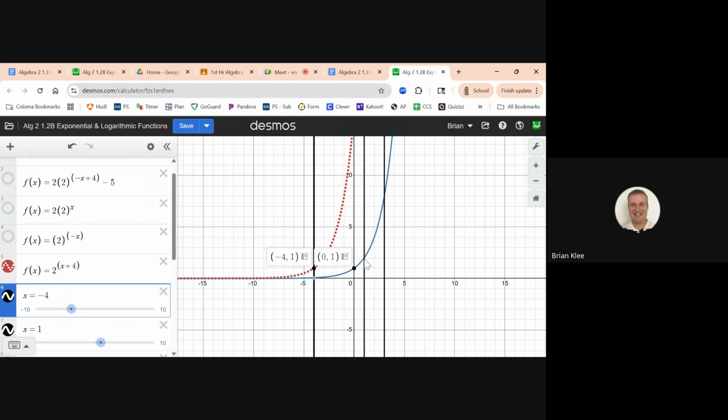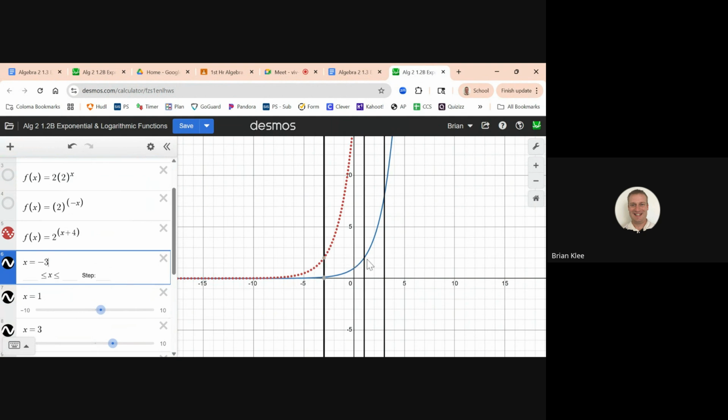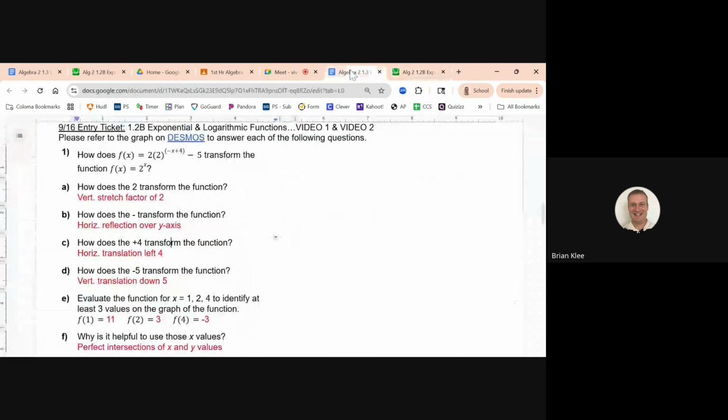The other way I could look at it, a 1 minus 4 would give us a negative 3 for our x value. So the point 1, 2 is now negative 3, 2. It moved over 1, 2, 3, 4 units. So on its own, the 4 in the parentheses, the h, moved it left 4.